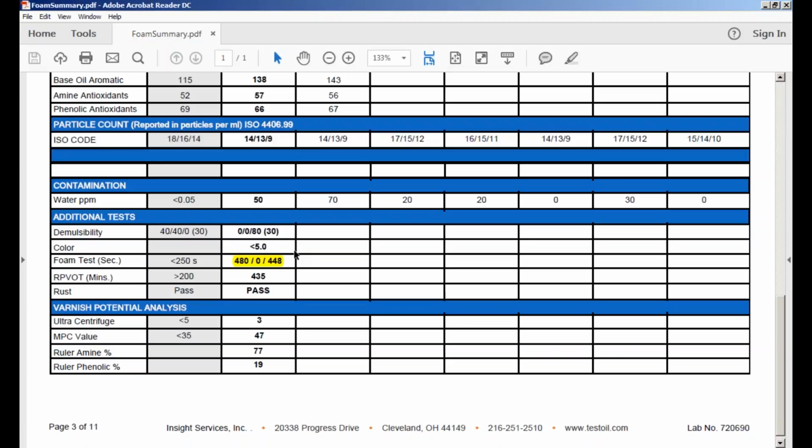Failing demulsibility. Again, if this is a system where there's pretty much no chance of water contamination, is it a big deal? Do we want to change out the oil if there's no chance of that, and if we're taking a look at that?